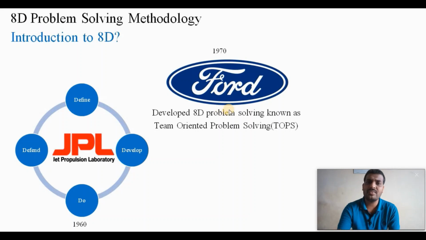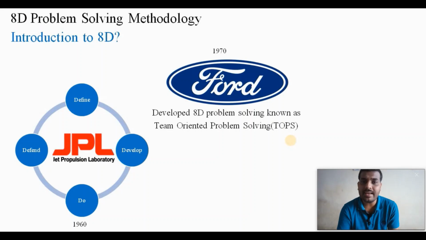In view of this, in 1970 Ford Motor Company started using the 8D problem solving process known as TOPS, that is team oriented problem solving. Ford created the 8D process to help teams deal with quality control and safety issues by developing customized permanent solutions to problems and preventing problems from reoccurring in the future.